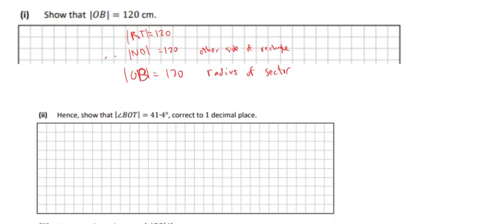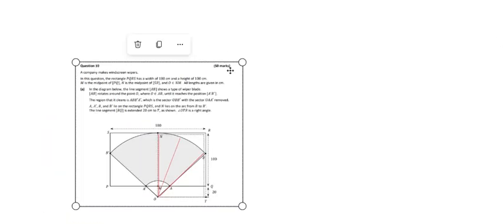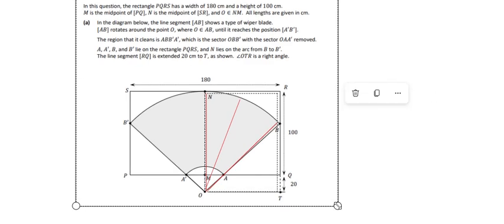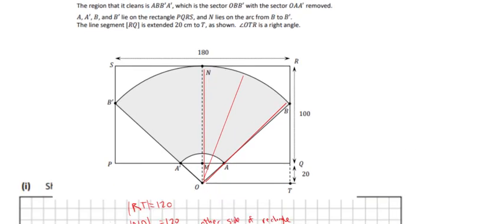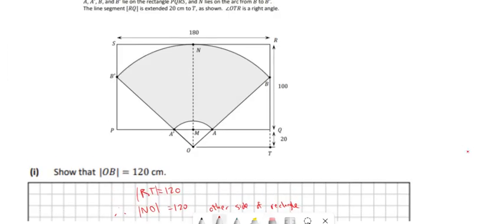Right, show that BOT is 41.4 degrees. Well, the very top of the whole shape there was 180, so all that across the top is 180. Therefore, half of that is 90. So we know that 90 is the distance from O to T there along the bottom, and we also know that it's 120, the thing that we just found before, from O to B.